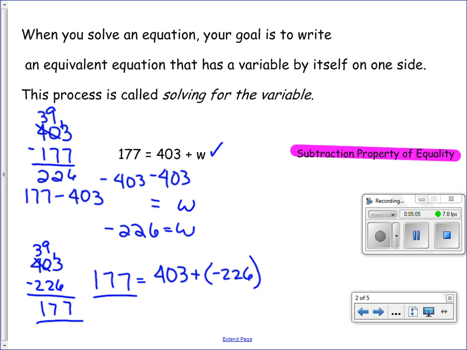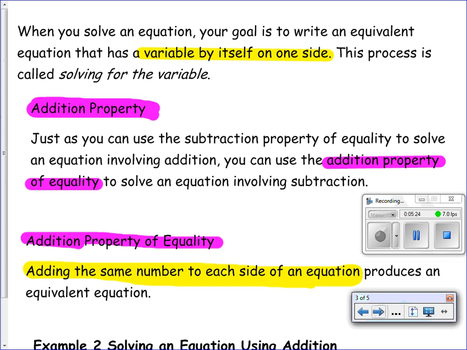Why did we subtract 403 from each side? We were trying to isolate the variable. We use the inverse operation, which means we use the opposite. This is a positive 403, so I subtracted 403 from each side to get my solution to the problem. When you solve an equation, your goal is to write an equivalent equation that has a variable by itself on one side. This process is called solving for the variable. That's what we just discussed.